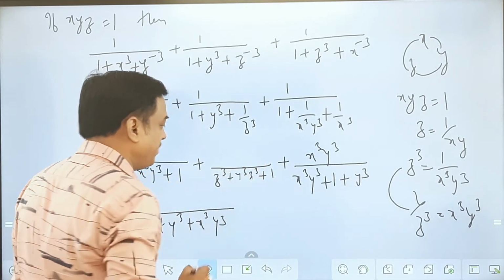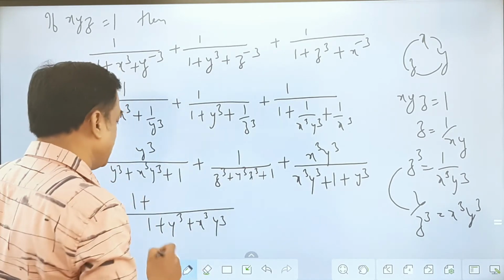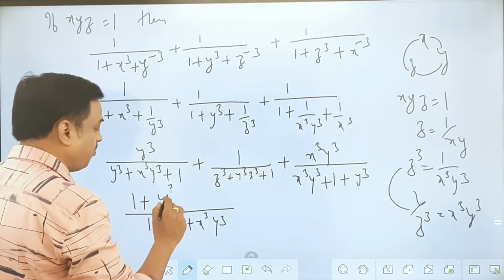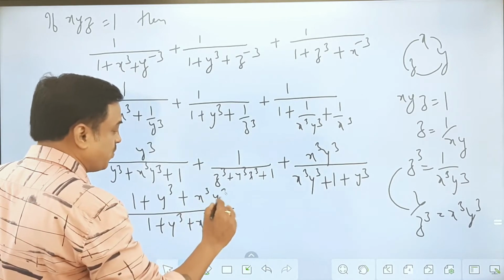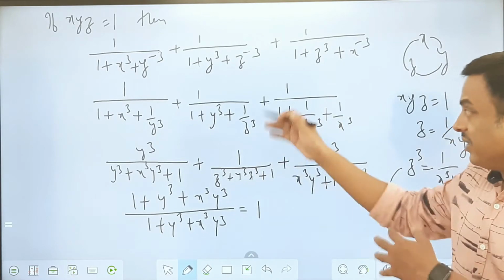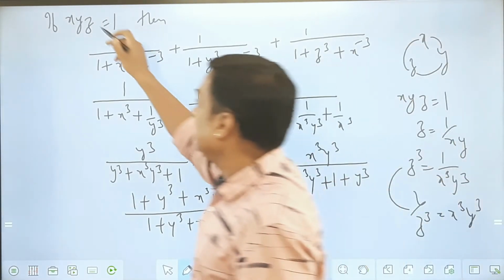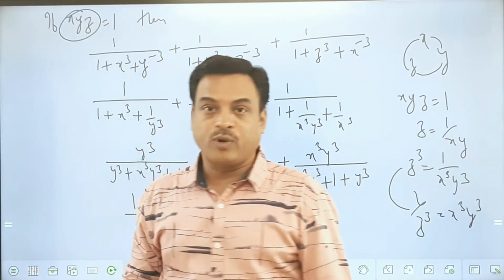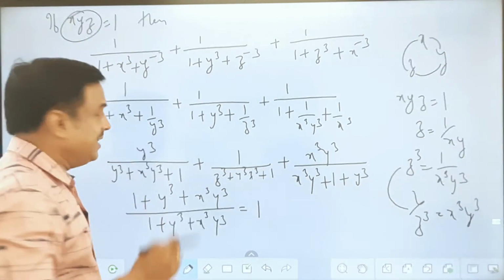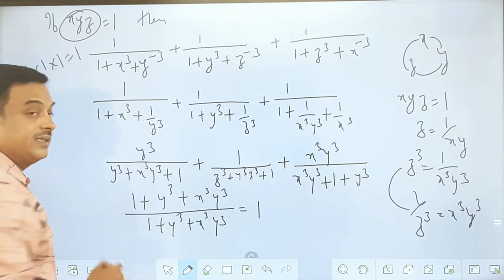This is 1. Where? This is 1, what you get? And then that will be 1 plus y cube plus x cube y cube is what you get, and it is equal to 1. Pretty lengthy, right? I can make it a little short here in this case. Whenever you see x, y, z, the product as 1, this can be possible if I write 1 into 1 into 1 as 1, correct?